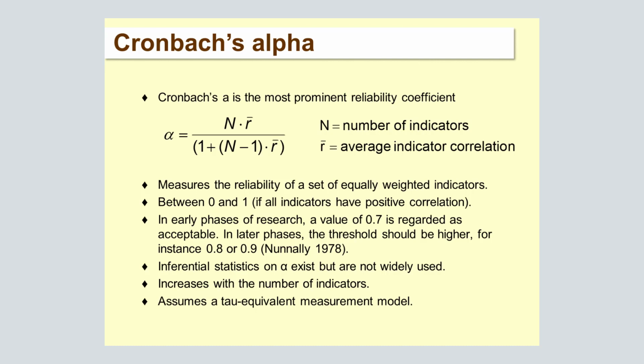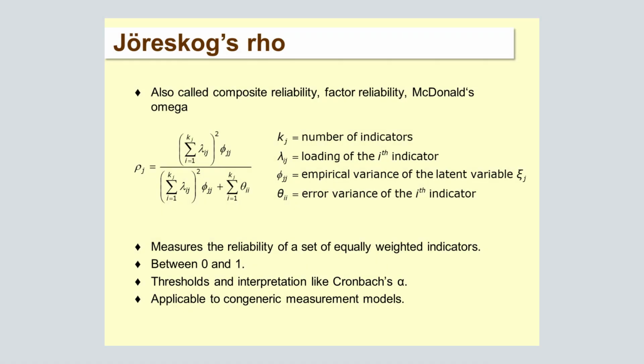This assumption is quite rigid. That means in real-life research situations, Cronbach's alpha will most likely underestimate the reliability. Jöreskog's rho is another reliability coefficient that overcomes some of the disadvantages of Cronbach's alpha. Other names for Jöreskog's rho are composite reliability, factor reliability, or McDonald's omega. Like Cronbach's alpha, Jöreskog's rho also measures the reliability of a set of equally weighted indicators.